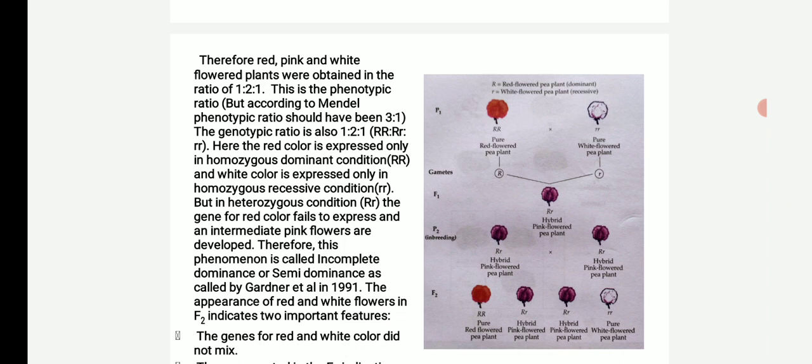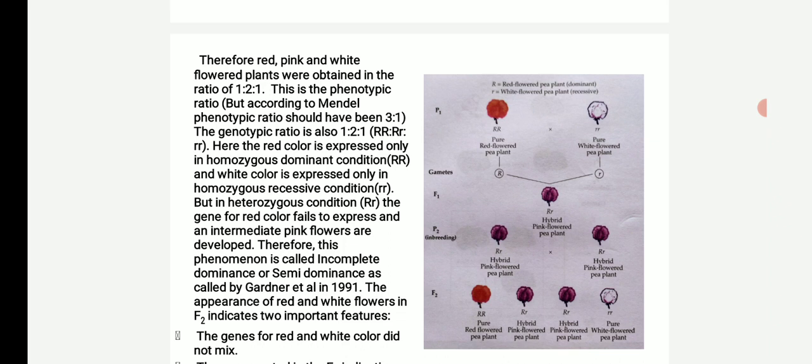Here, the red color is expressed only in homozygous dominant condition, that is capital R, capital R, and white color is expressed only in homozygous recessive condition, that is small r, small r. But in heterozygous condition, that is in capital R, small r, the gene for red color fails to express and intermediate pink flowers are produced. Therefore, this phenomenon is called incomplete dominance or semi-dominance, as called by Gardner et al.